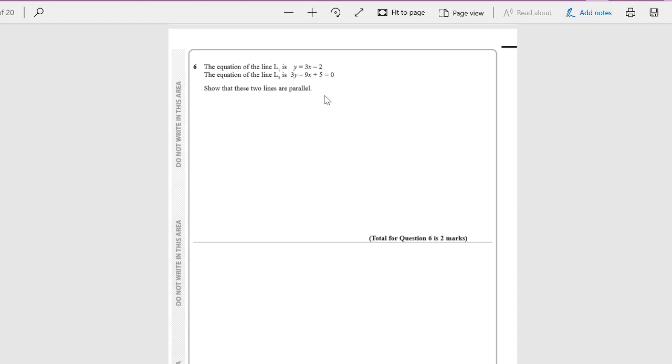Alright, so essentially when we see this type of question, what we want to show is that they have the same gradient, which will show that they're moving in the same direction. So L1 has an m, which is, remember, the letter that we use to represent gradient, equals 3.